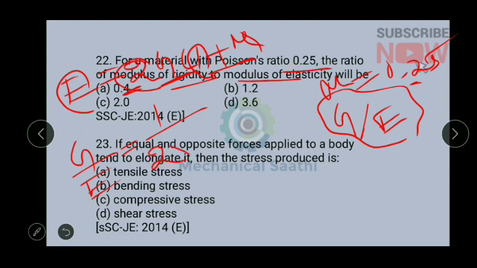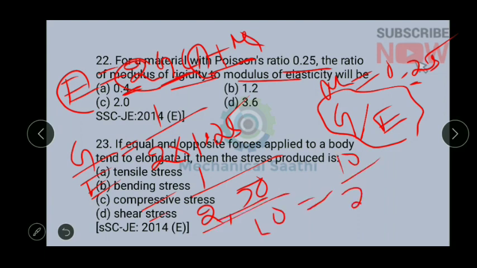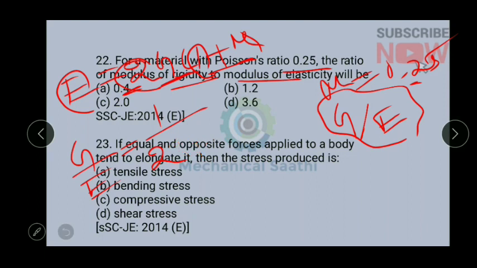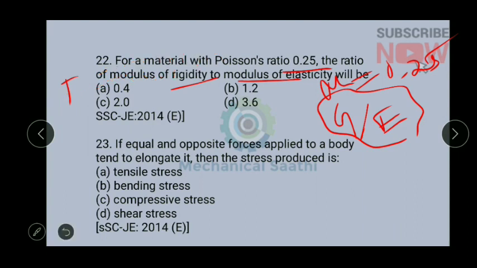So if we calculate this value, G by E will be equal to 1 by 2 into 1.25, which is 1 by 2.50. I can write it as 10 by 25, which is 0.4. So 0.4 will be the correct answer over here. Among the options, option A gives the answer 0.4, so option A will be the correct answer.